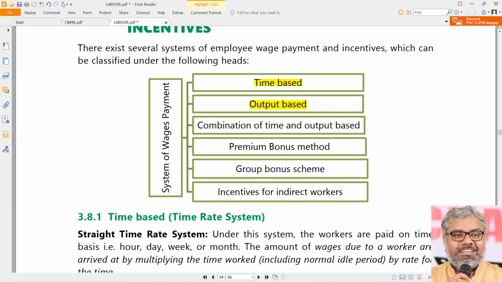So there are many industries like that, like cashew processing industries, like diamond cutting industries, where the workers are paid on the basis of what output they generate rather than how much time they spend. They may spend more time or less time, it doesn't matter. If they are more efficient, they will get more wages. That is an output based system.